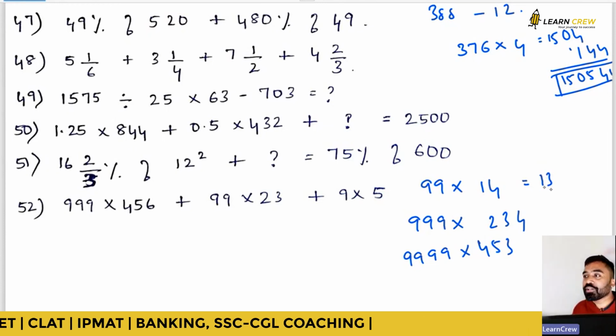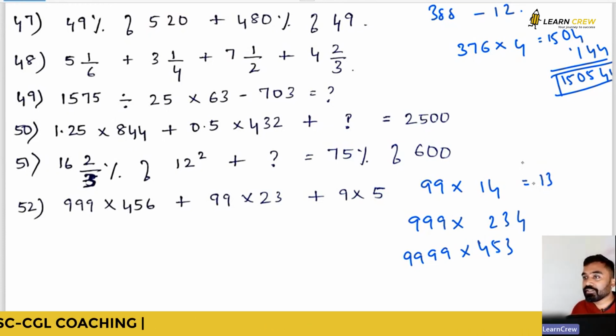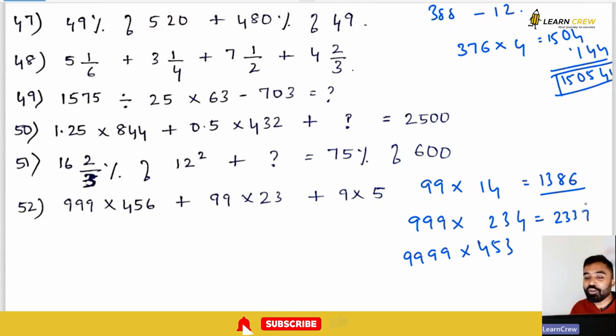From 1, how much do you require to reach 9? 8. From 3, how much more to reach 9? 6. So 1386. And this is 234 minus 1, which is 233. From 2, how much to reach 9? 7. From 3, how much to reach 9? 6. From 3, 6. This becomes your answer.